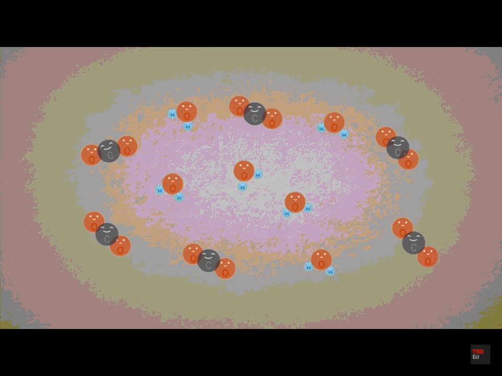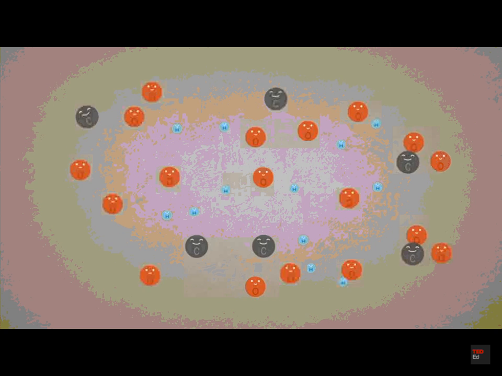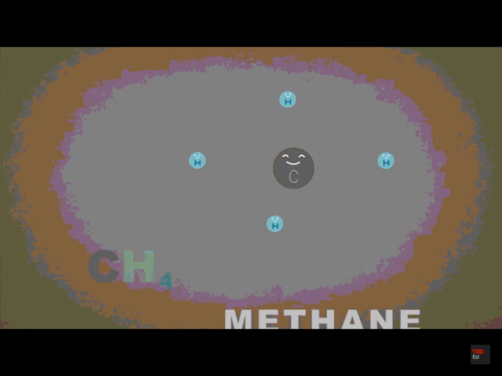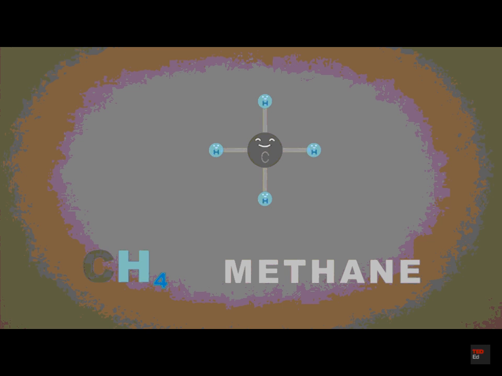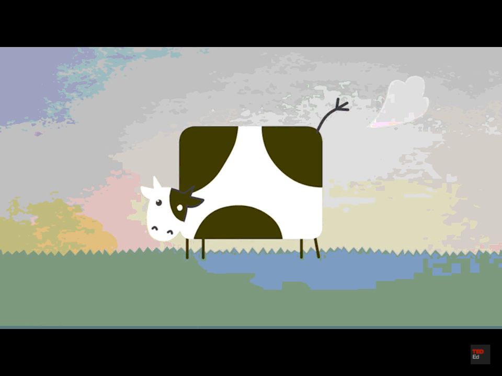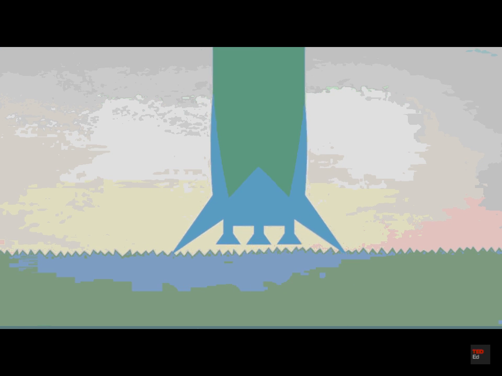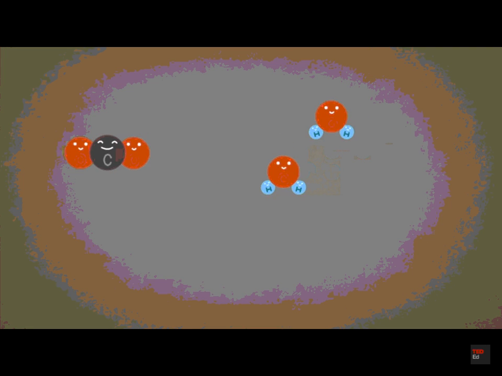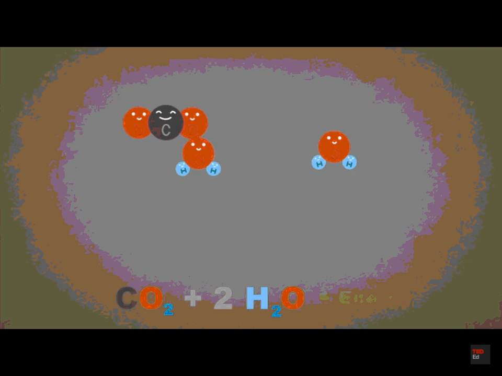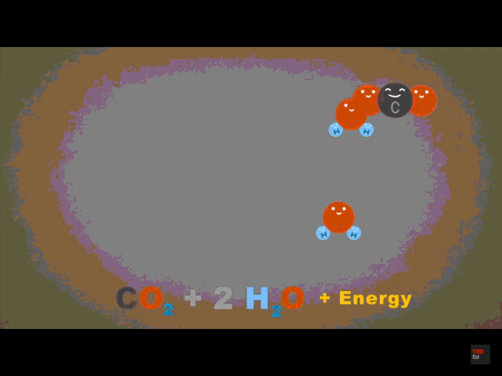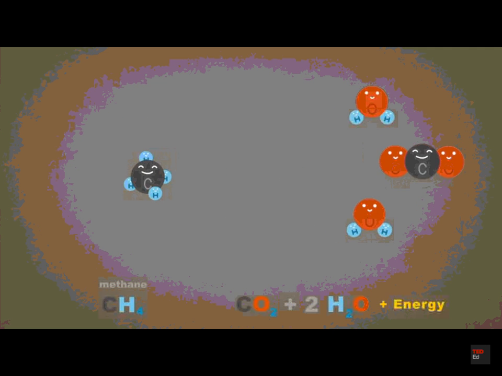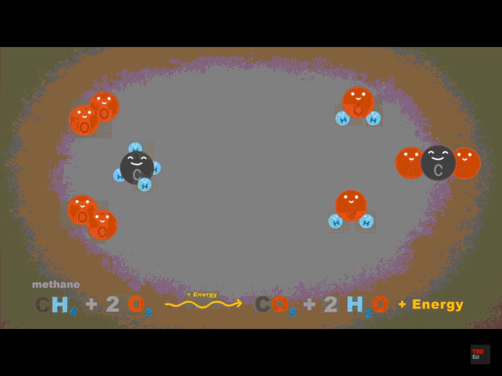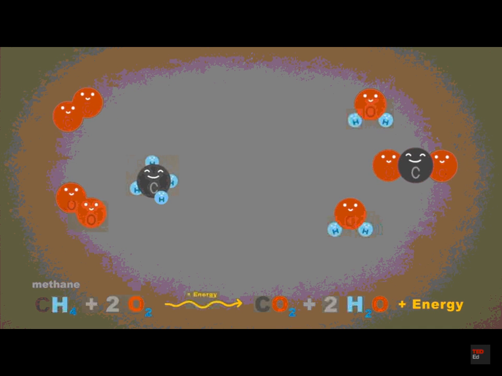Let's put a few of our atoms aside and try something a little more explosive. This here is methane, most commonly associated with cow flatulence, but also used for rocket fuel. If we add some oxygen and a little bit of energy, like you might get from a lit match, it combusts into carbon dioxide, water, and even more energy. Notice, our methane started with 4 hydrogen, and at the end, we still have 4 hydrogen, captured in 2 water molecules.